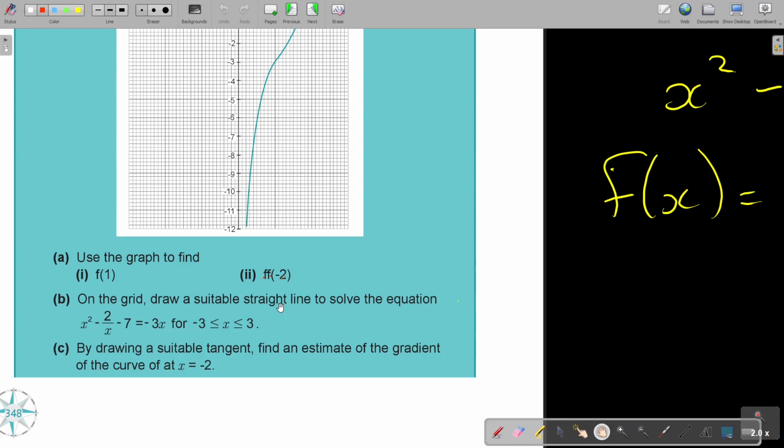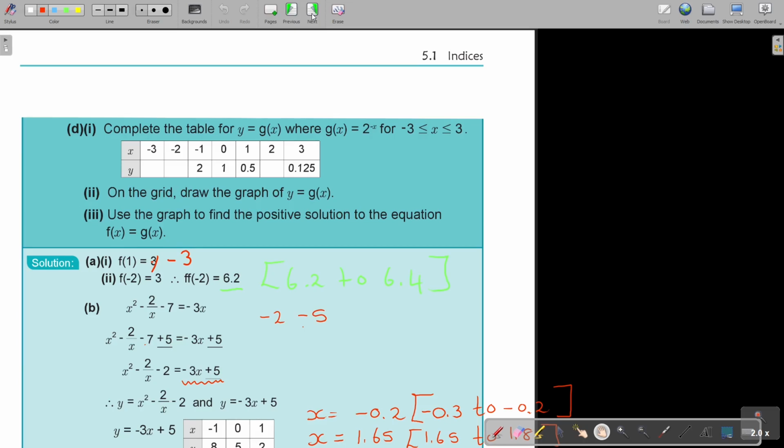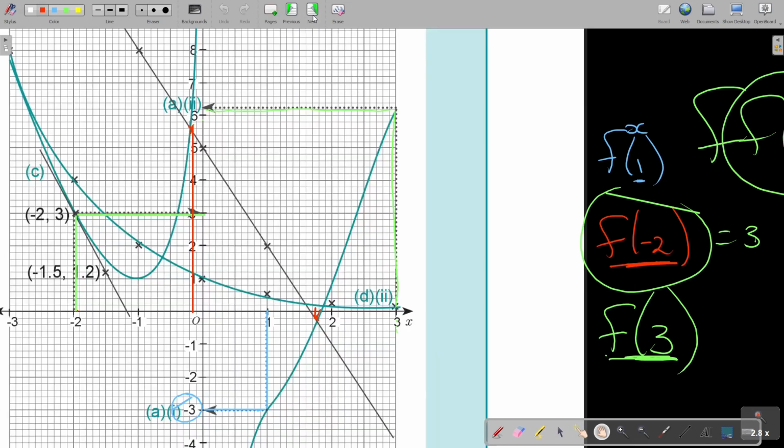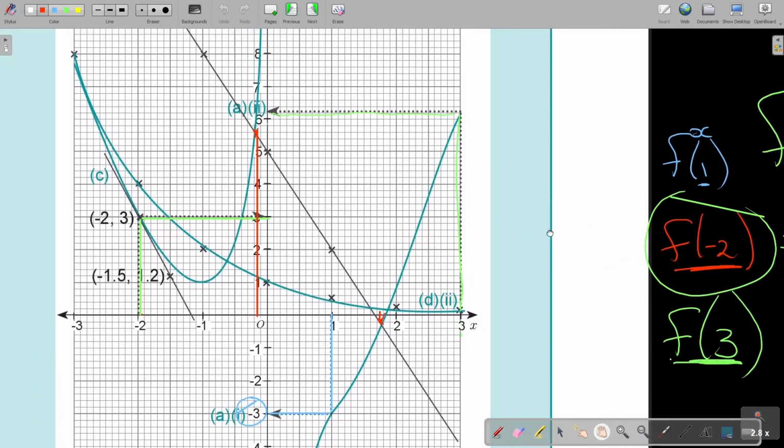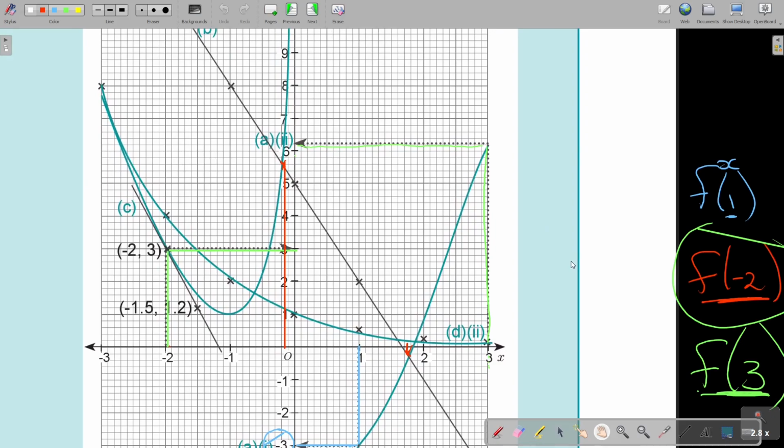Now, by drawing a suitable tangent, find an estimate of the gradient of the curve at x equal to negative 2. So let's just go to negative 2. I first have to go to my graph. So negative 2, do you see here? There is negative 2. And then I draw the tangent there. Did you see that?